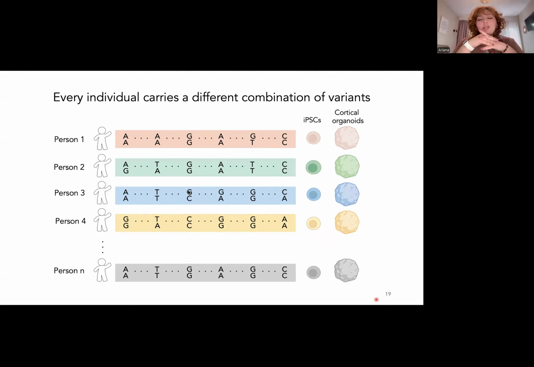So how do we leverage natural genetic variation across these many individuals? Each person carries a unique combination of variants, and that's what's shown here. Across person 1 through person N, we take a blood sample from each donor, reprogram those cells back into induced pluripotent stem cells, and then differentiate them into cortical organoids. Because these organoids retain each donor's genetic background, they let us model gene-environment interactions in a controlled human neurodevelopmental context, which is exactly what we need to address our question.